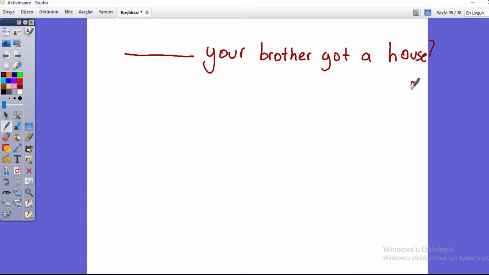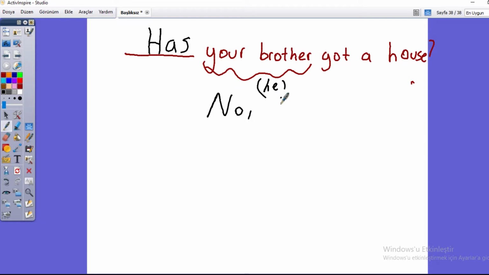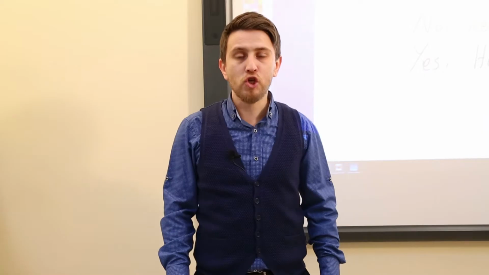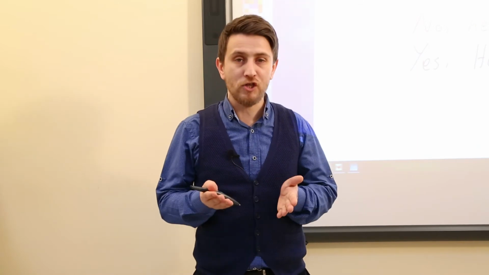Another example with a yes/no question. We have the blank here, and your brother got a house. So as you see, the subject here is singular, your brother, which is he. So here we use has. Has your brother got a house? No, he hasn't. This is the negative way of giving answers for a yes/no question. If the answer is yes, we say yes, he has. This is how we give short answers with yes/no questions.